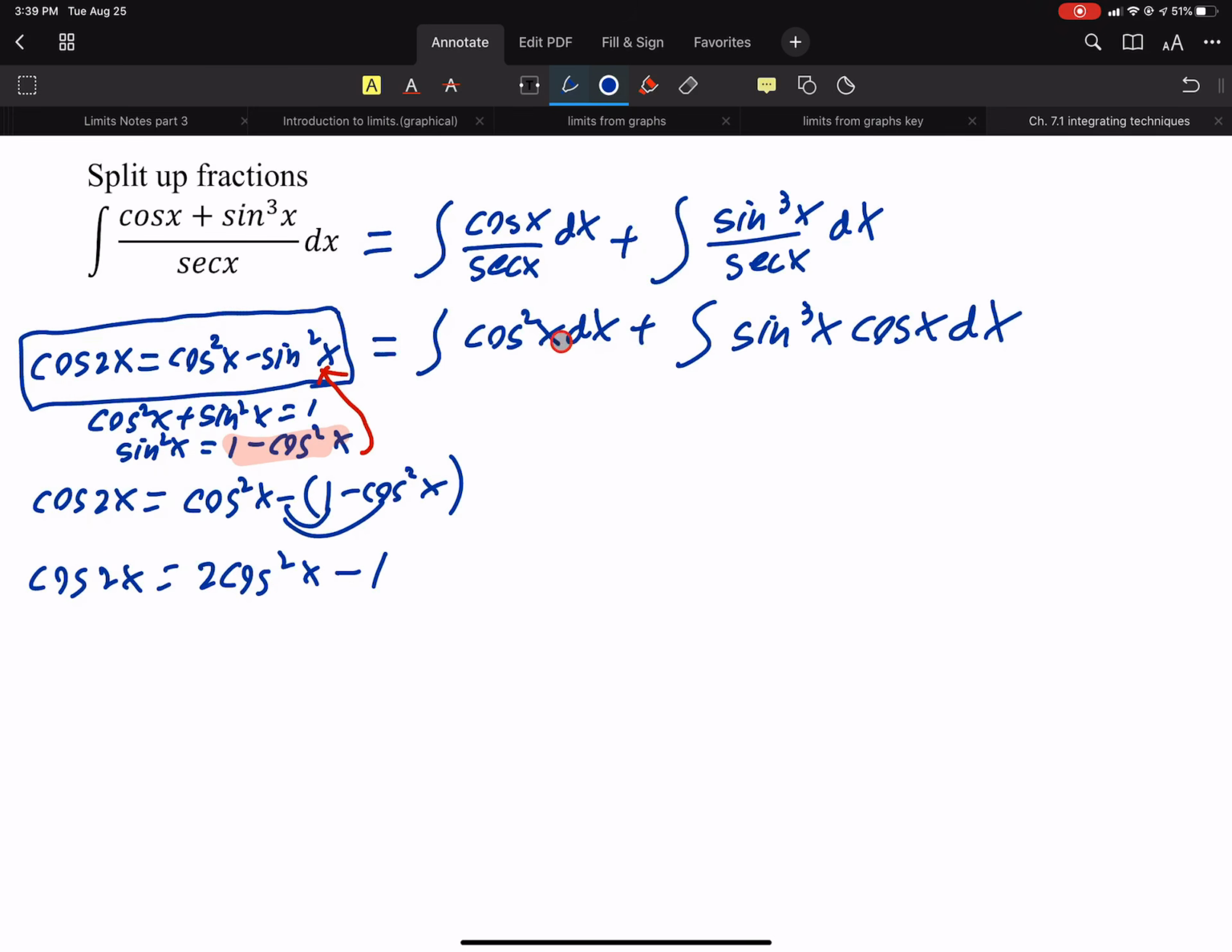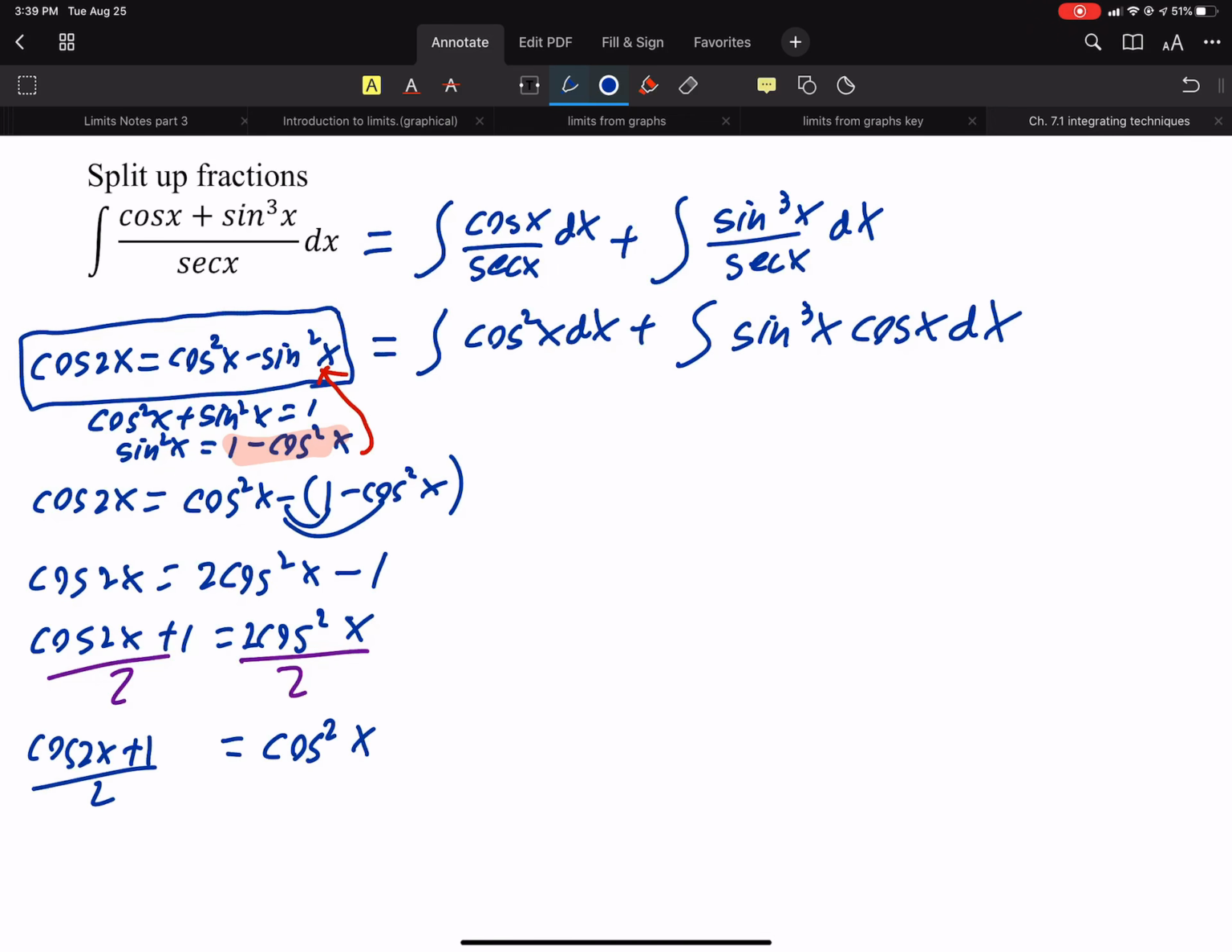Now, if you look here, we're trying to get rid of the cosine squared because we don't know the antiderivative of that. So if I solve for cosine squared, I add 1 to both sides, and then I divide both sides by 2. And I get what's called an angle reduction formula. So we get cos squared x is (cos of 2x plus 1) over 2, which I can write as cos 2x over 2 plus 1/2.